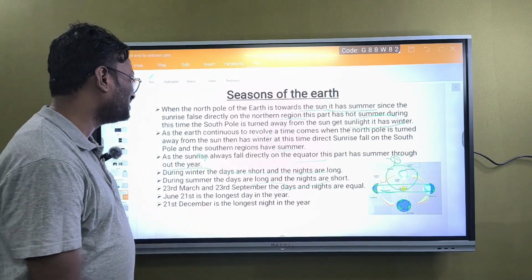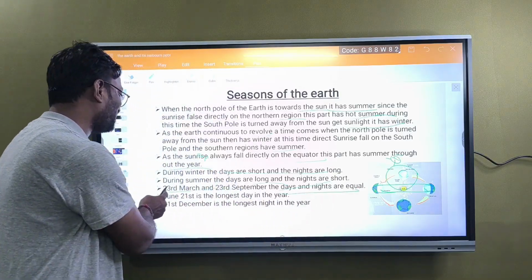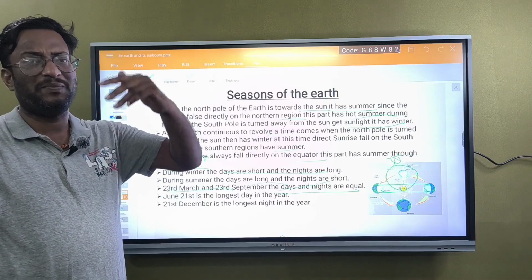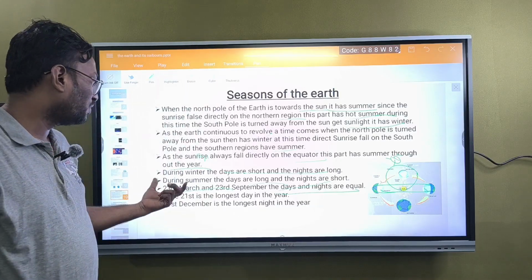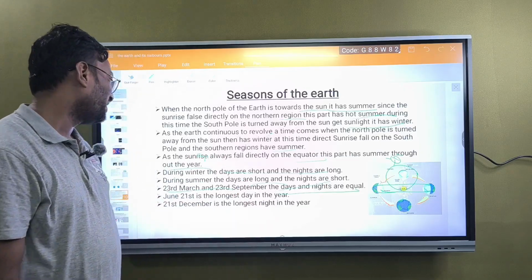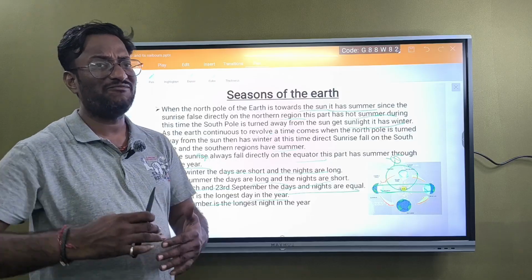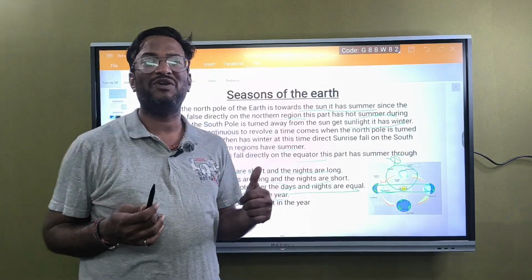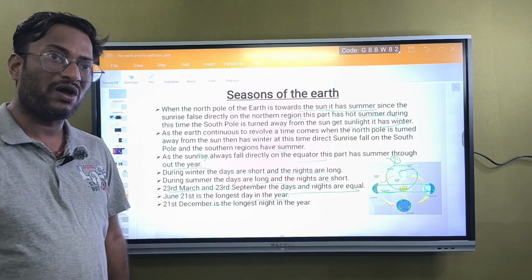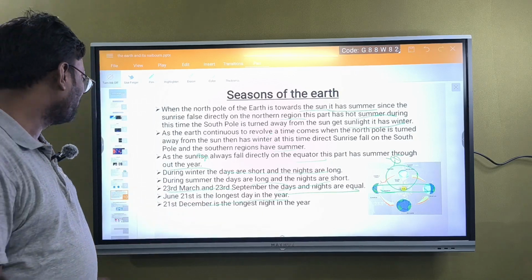23rd March and 23rd September are the days when day and night are equal. See children, the daytime will be 12 hours and the night time will be 12 hours. On which days? On 23rd March and 23rd September. June 21st is the longest day in the year. The daytime will be very long. When will the night time be very long? 21st December. Remember that, children.